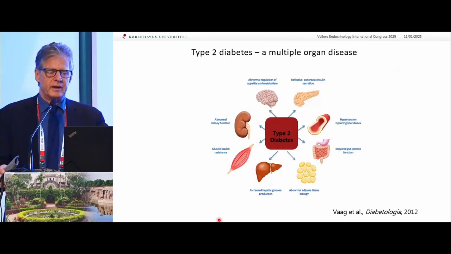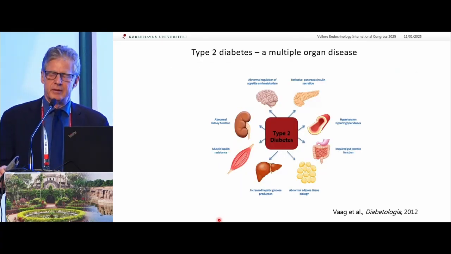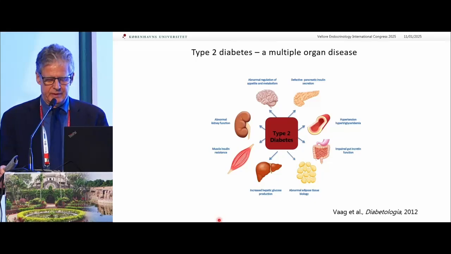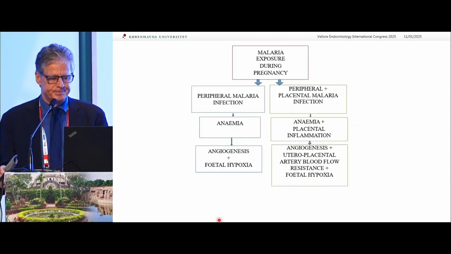But we also know that type 2 diabetes is a multiple organ disease. There will be more on this later today by Professor Lund. This graph is taken from one of his publications. So many organs are involved and affected by fetal programming.